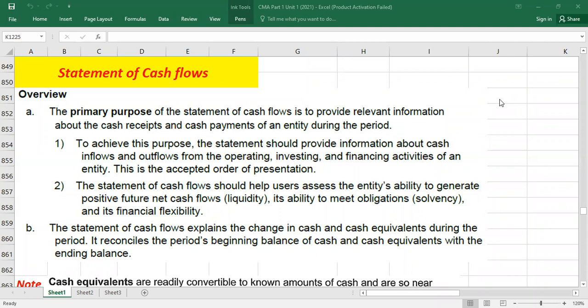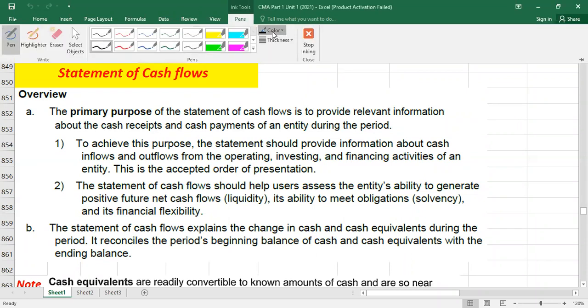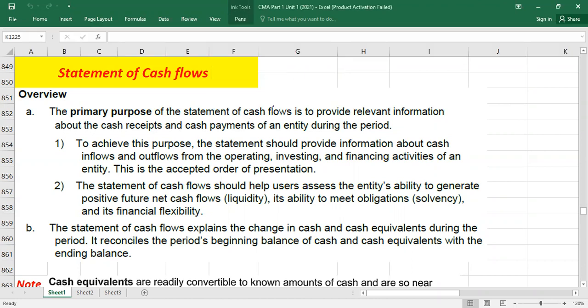Guys, today we are going to discuss statement of cash flows. It's unit 1 and last topic 1.5, Statement of cash flows.